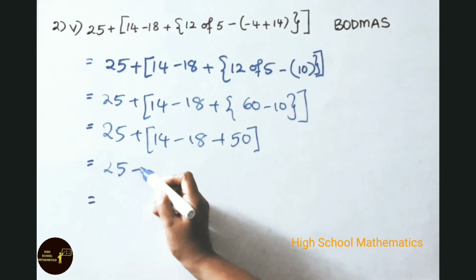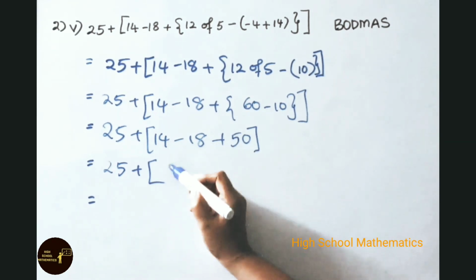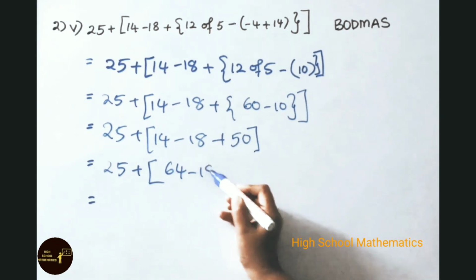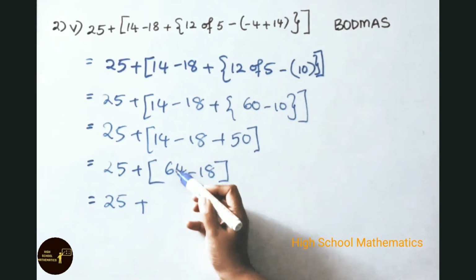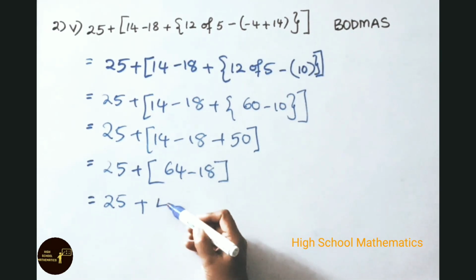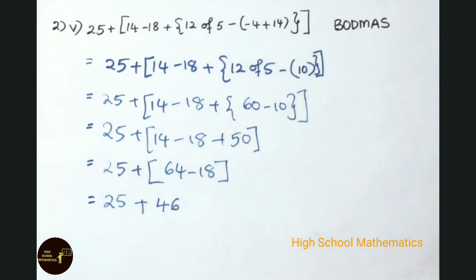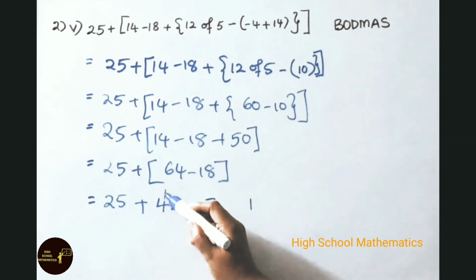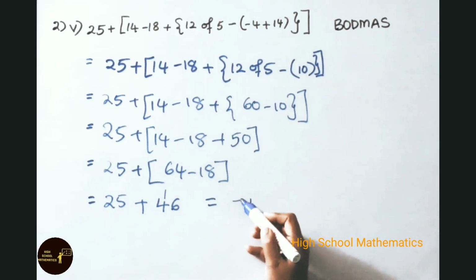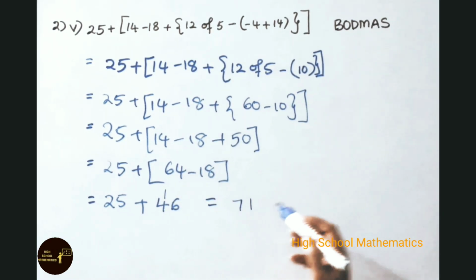So write down 25 plus 50 plus 14, that is 64 minus 18. That equals to 25 plus 64 minus 18, that is 46. Now we have to do addition. 25 plus 46. 6 plus 5, 11. 1 carry 1. 4 plus 1, 5. 5 plus 2, 7. Therefore 25 plus 46 is 71. Therefore 71 is the answer for the given expression.